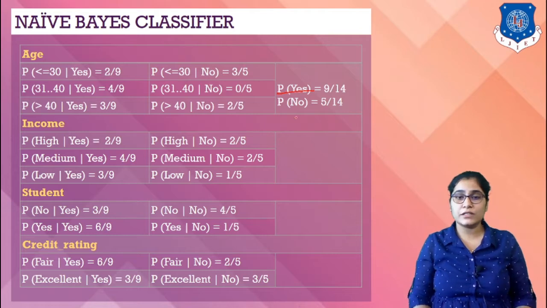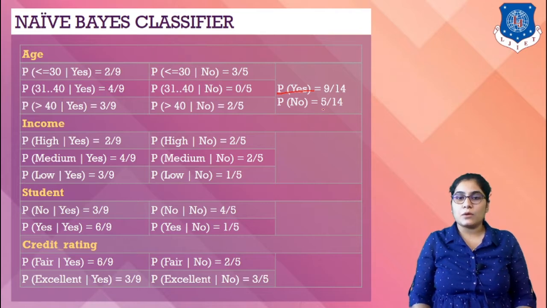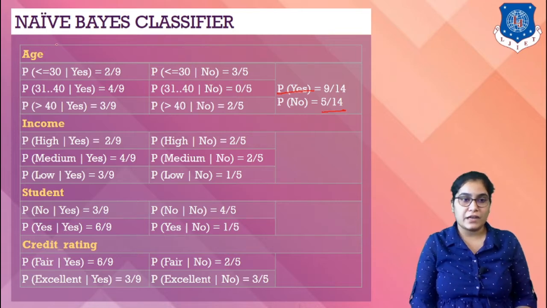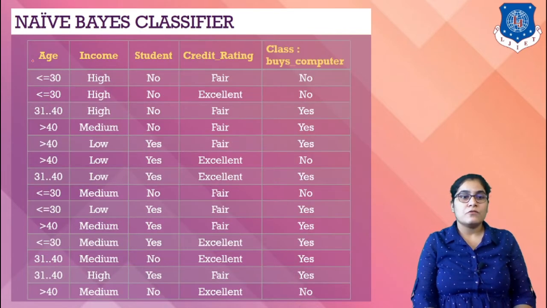Now let's calculate the probability of no. Out of 14, how many tuples have the class label no? And that is why the probability of no is 5 by 14. Now we have to calculate the probability for each and every attribute and every unique value of each of the attributes, starting from age. From this table, we know that age has three different values: less than or equal to 30, 31 to 40 and greater than 40.